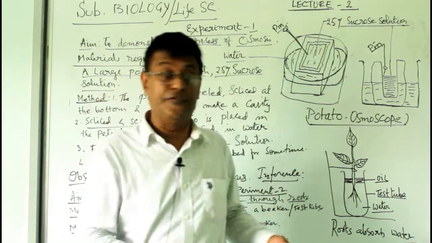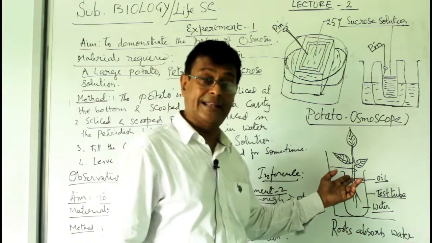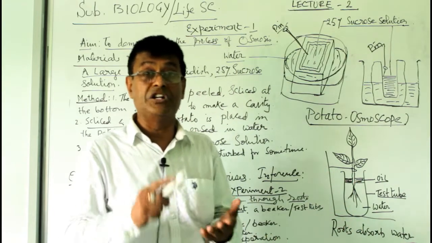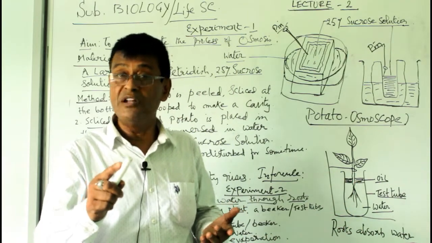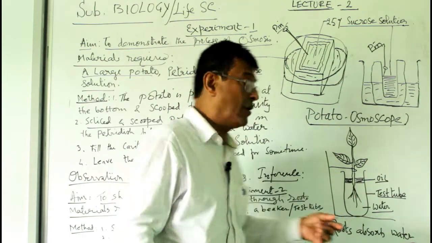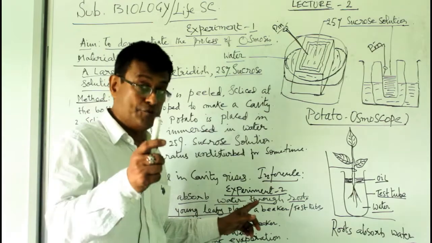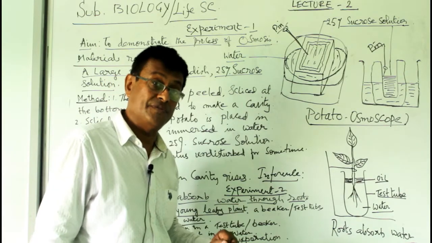If there is water and you keep it in a plate, slowly and gradually it will be evaporated. So you keep it like that, and it will be evaporated. But you have to go through the experiment, and that is why you put some oil. Now what is this experiment for? The aim of this experiment is to show that plants absorb water through their roots.